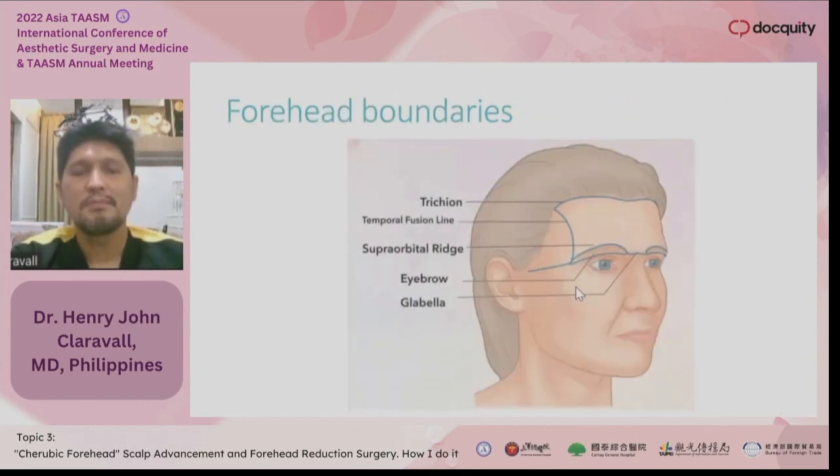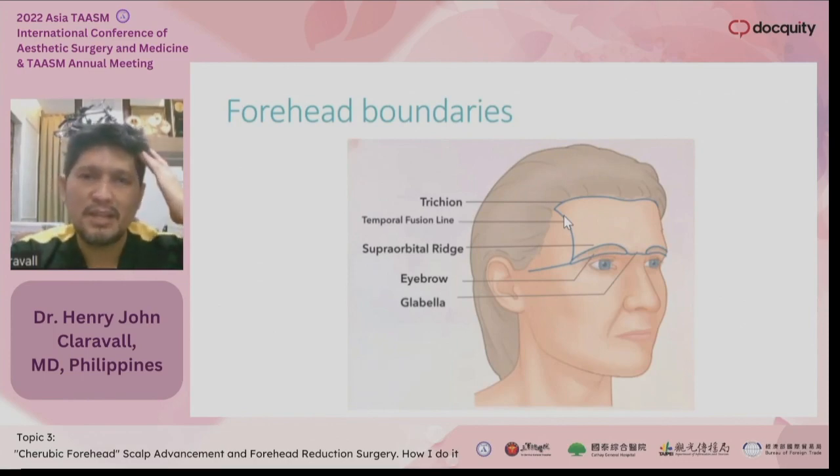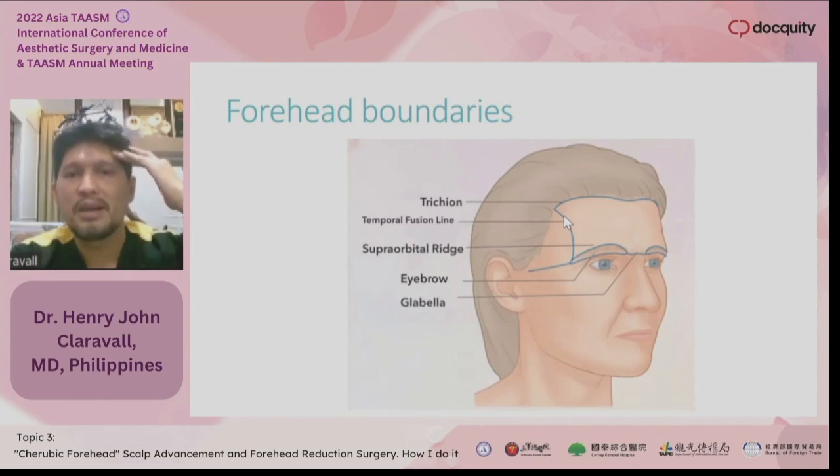Now let's discuss the boundary of the forehead. As you can see, superiorly, it is bounded by your hairline, inferiorly by your eyebrows and your glabella, and laterally by your temporal fusion line. In order for you to identify the temporal fusion line, you can ask your patient to clench or to bite. Then if you feel a muscle movement, that means that you're in the temple region. But if you do not feel any muscle movement, that means you're in the forehead region.